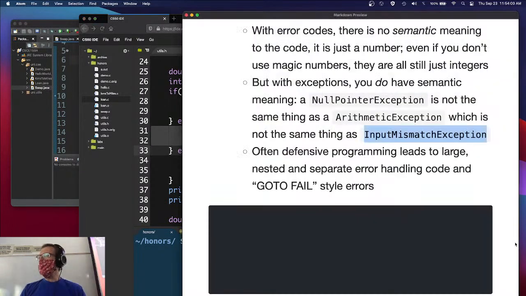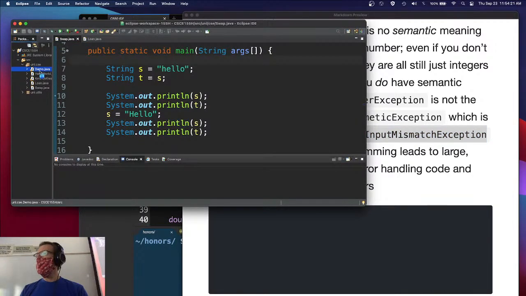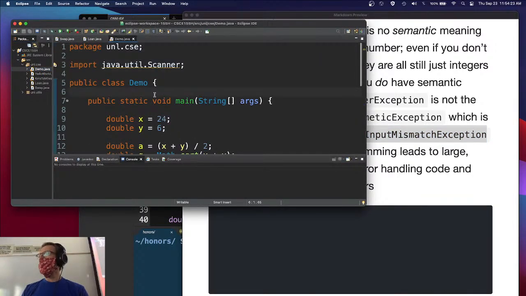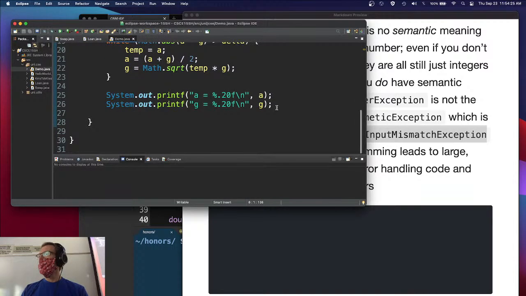Over here with exceptions, you can choose to try and catch it or not. A null pointer exception, you don't have to surround that with a try catch because it's a special type of exception. Likewise, an arithmetic exception, and I'm not sure about input mismatch exception. We'll go ahead and try it. So I'm going to go over here to our demo and let's start doing some dangerous things. We're going to get rid of all this.